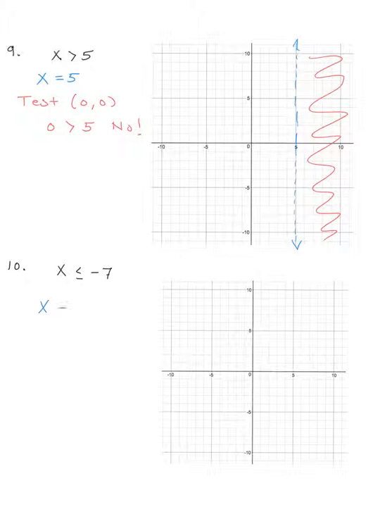For x is equal to negative 7, that is a vertical line at negative 7. Let's draw that. There I have a solid vertical line at x is equal to negative 7. And all right, we're testing 0, 0 one more time.